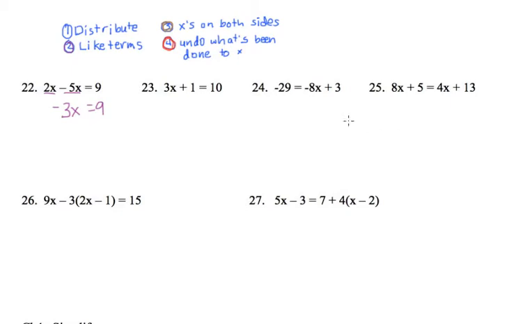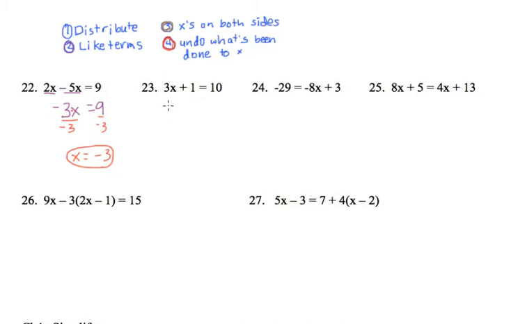So now I go through, I check for x's on both sides. No, I don't have that. So then number 4, I undo what's been done to the x. So I'm going to undo timesing by negative 3. So that means I divide by negative 3. So I have x equals negative 3 for my answer.